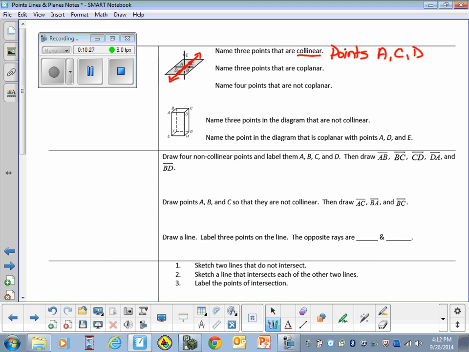3 points that are coplanar. Coplanar just means they're on the same plane. And I have lots of options. C, A, B, and D to choose from. I'm going to say points A, B, C.